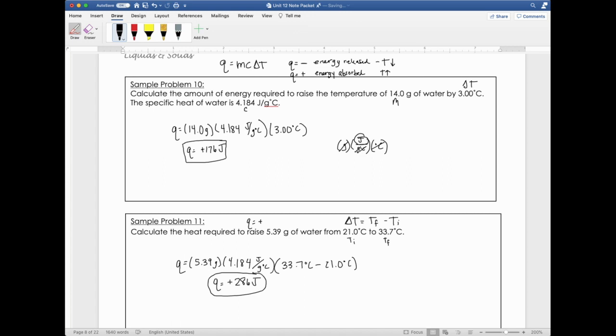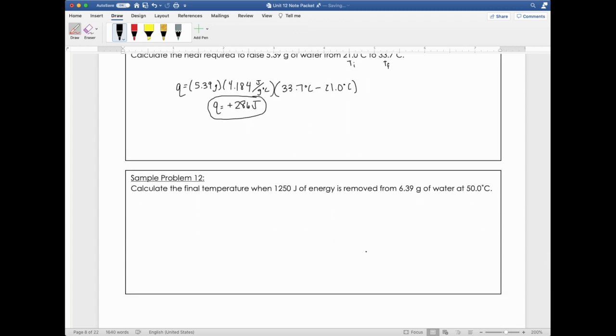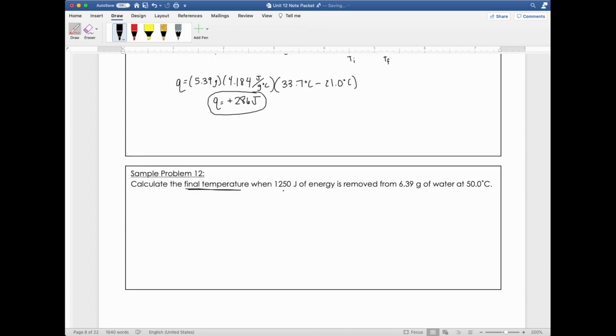Let's go ahead and try sample problem 12, which is a little bit different because we're actually solving for part of delta T in this case rather than Q itself. So calculate the final temperature right here. We're going to find TF.